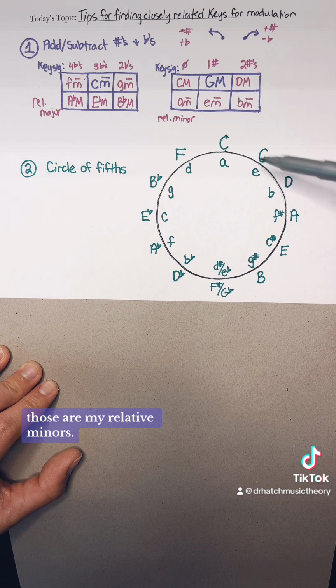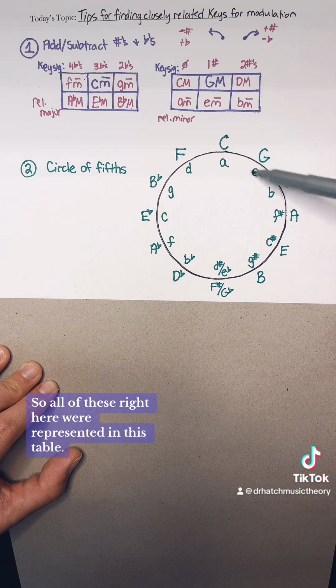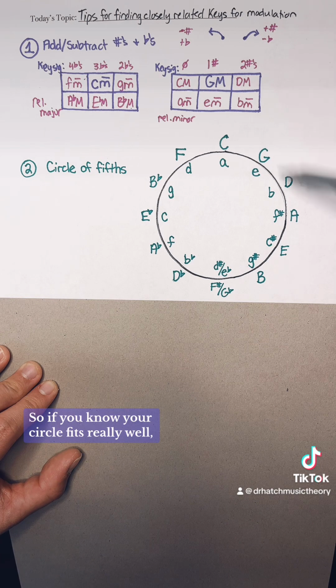Those are my relative minors. So all of these right here were represented in this table. So if you know your circle of fifths really well, you can use that as a tool.